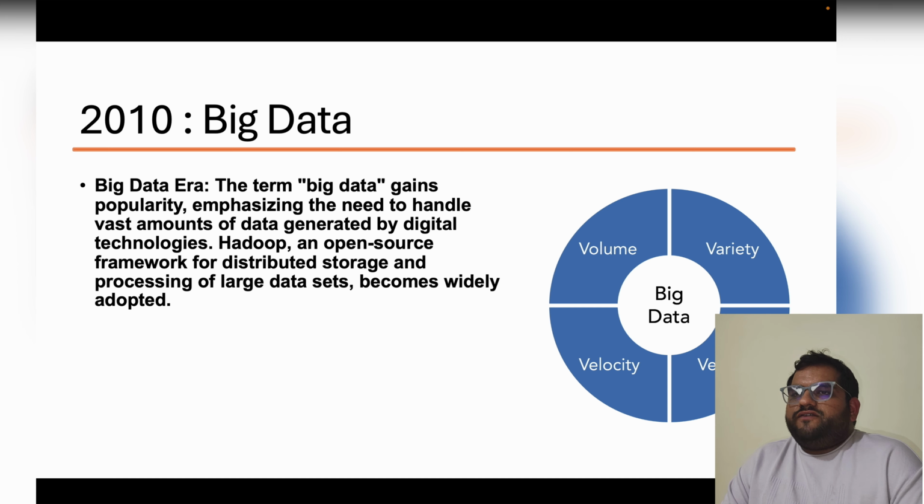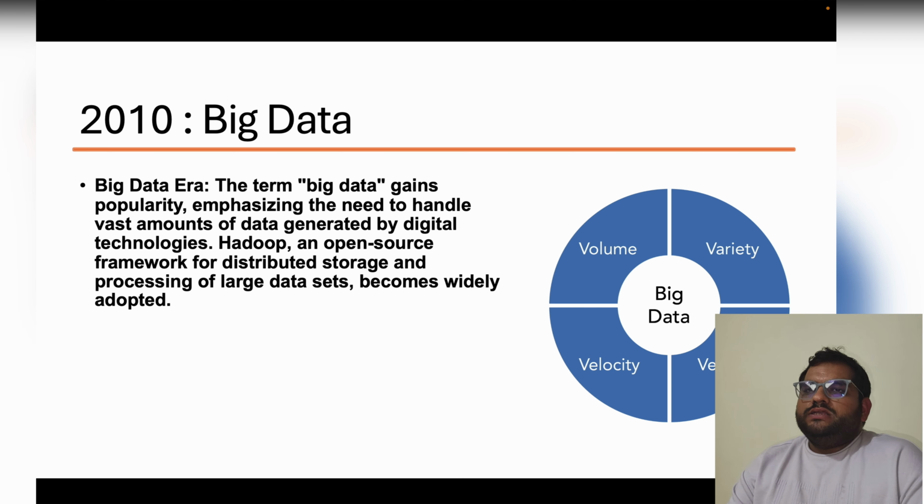In 2010, after GFS, big data came up, and this was again a big data era. HDFS and Hadoop, MapReduce, and multiple things came up. Big data is based on four V's, which they call the fundamentals: volume, variety, veracity, and velocity. We'll discuss this somewhere in another session.